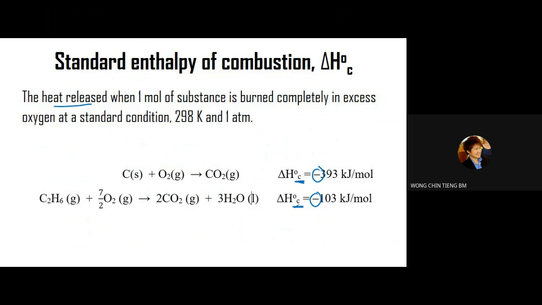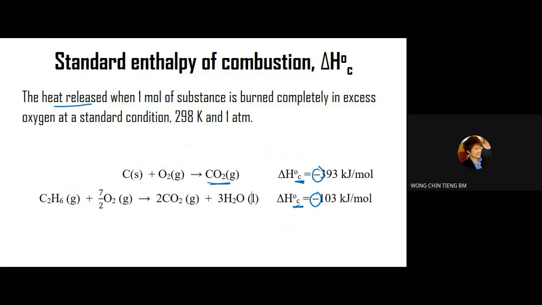Difference? Kalau complete dia hasilkan carbon dioxide. Kalau incomplete, look at my product, complete or incomplete. Alright, bear in mind in a delta H combustion, in a standard enthalpy of combustion, we only discuss complete combustion. Dengan kata lain, in your balance equation, when you produce your product, you must only produce carbon dioxide.